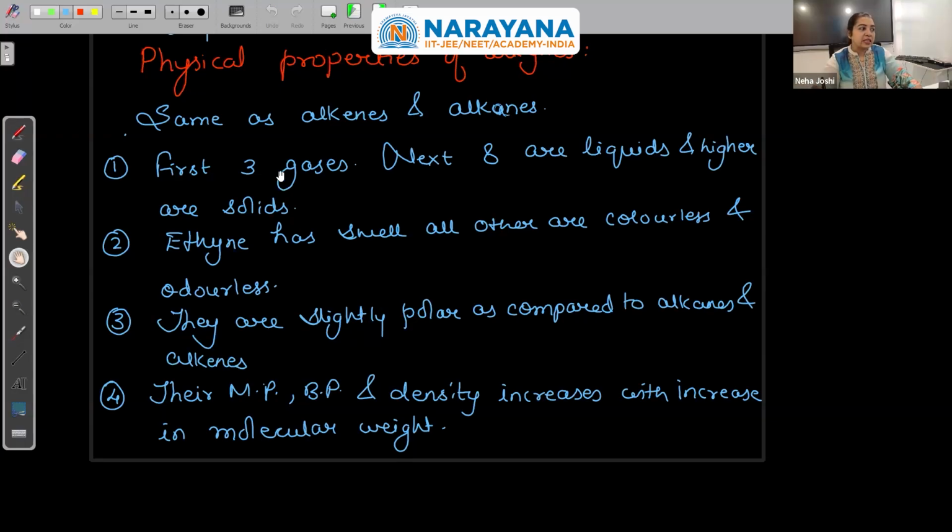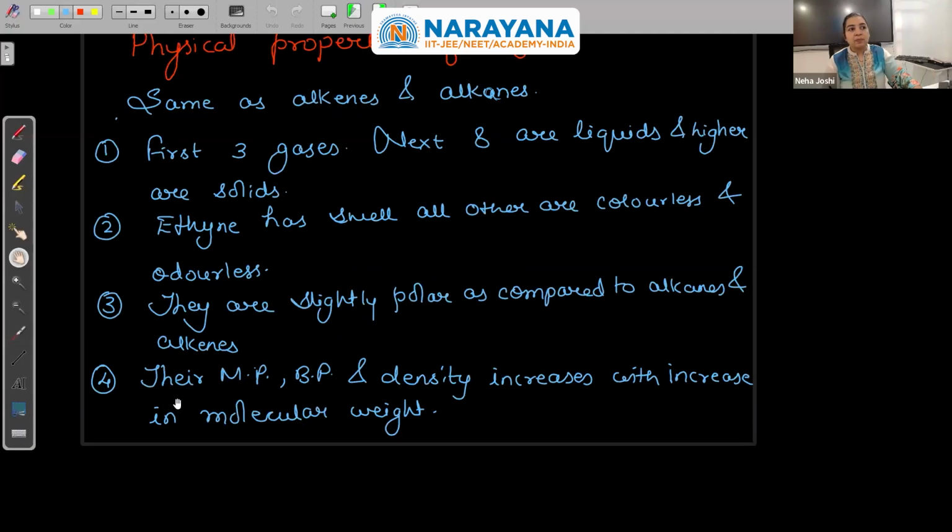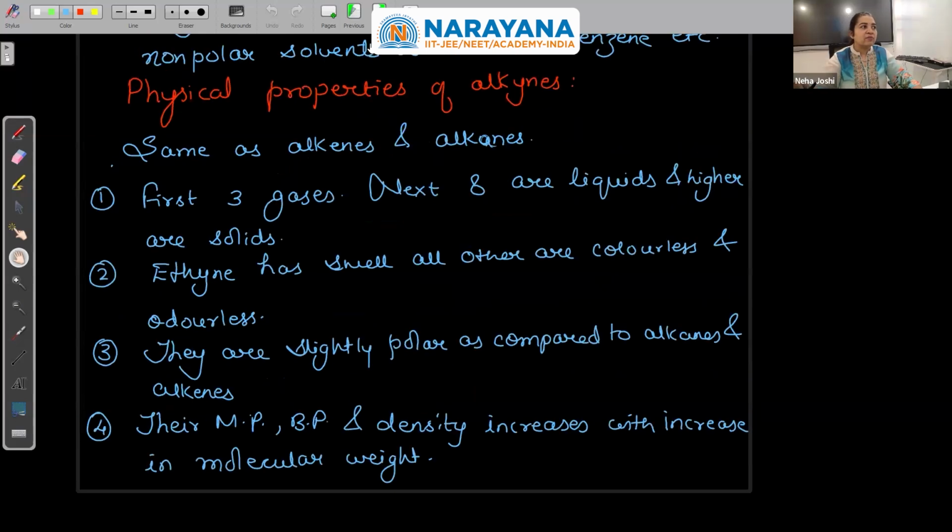Ethyne has a smell; all others are colorless and odorless. Similar to alkenes, where ethene has a faint sweet smell and all others are colorless and odorless. They are slightly polar as compared to alkanes and alkenes, because percentage s-character is increased, so polarity will increase. Their melting point, boiling point, and density will increase with increase in molecular weight. That is one general factor which will be observed.